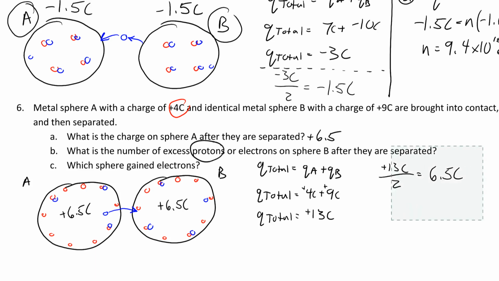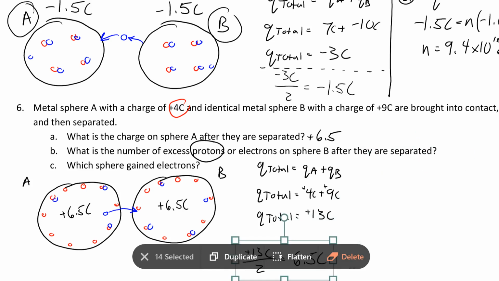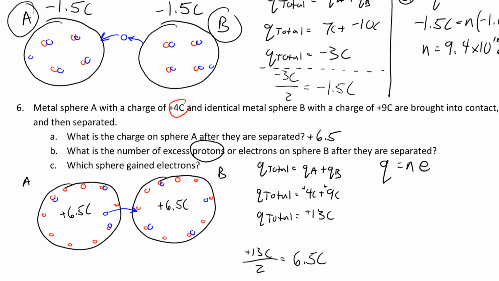So let's move this over again. And let's do the Q equals Ne. The total charge is equal to the number of excess protons times the charge for each proton. So now we could do the total charge. We know it is positive 6.5 coulombs for sphere B. And then that's equal to the number of protons times the charge for each proton, which is the elementary charge, 1.6 times 10 to the negative 19 coulombs. And the coulombs cancel out to give you just a number. So this is 4.1 times 10 to the 19 excess protons on sphere B.